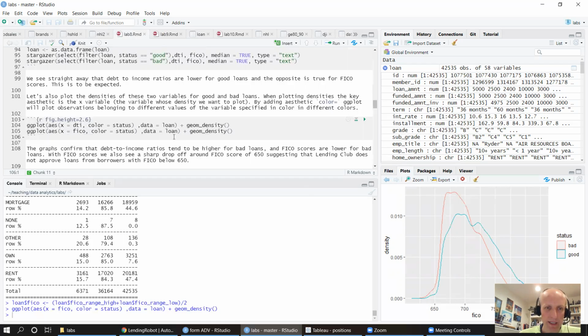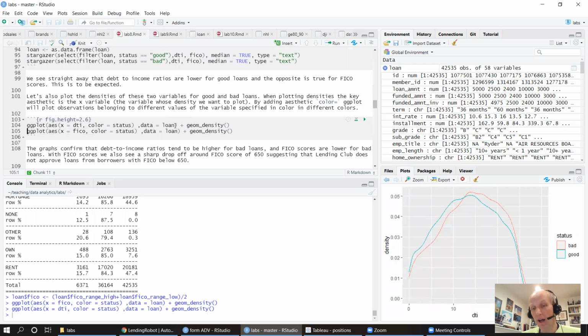How about the debt to income ratio? Again, that could be a predictor. The higher the debt to income, the harder it might be for the borrower to pay off his or her loan. Let's take a look if that hypothesis is supported by the data. Again, looking at the density.